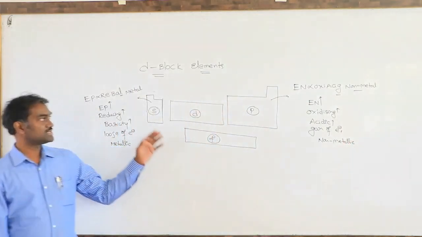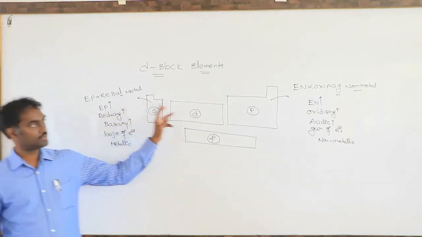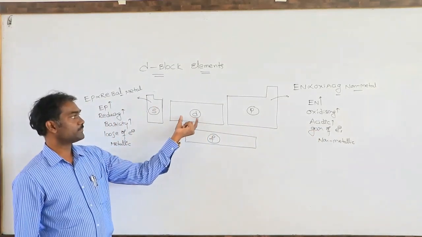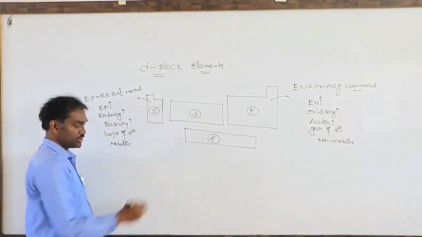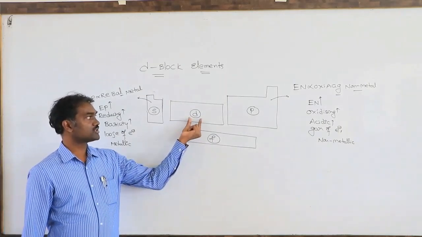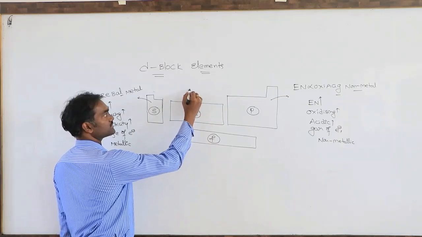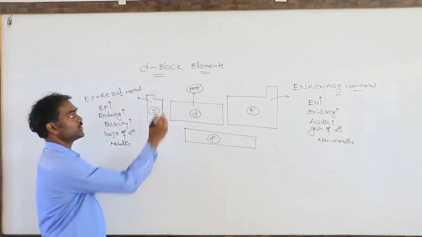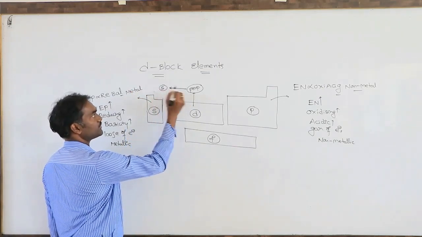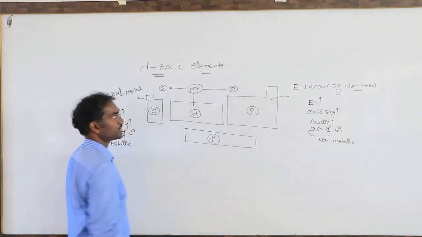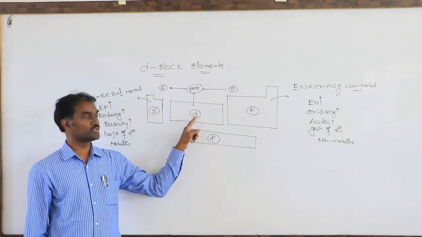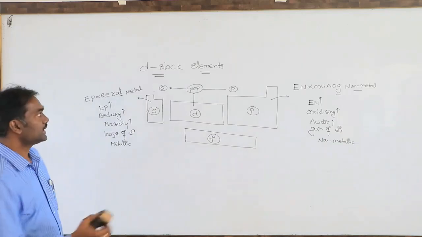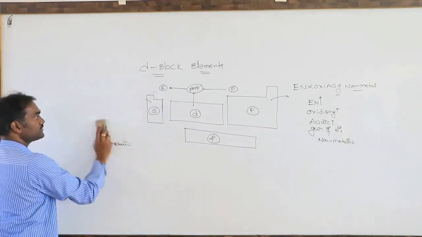See, the left side is S block, whose properties are EP Rebel Metal. The right side is P block elements, En, Oxy Acid, Non-metal. In the middle is the D block element. Now we are going to discuss D. What are the properties? These properties are exactly in the middle of these. Left side is S block element property, right side is P block element property, and in between these two D is there. So these properties are also in between S and P.